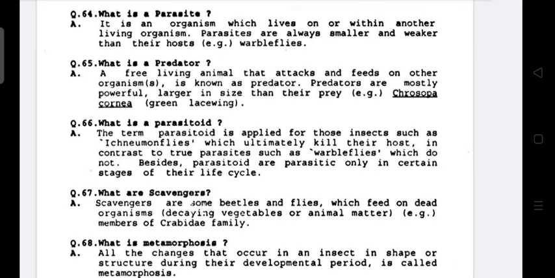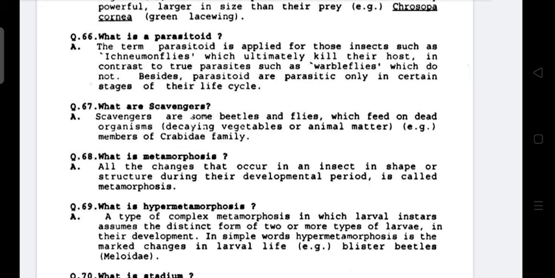What is a parasitoid? The term parasitoid is applied to those insects, such as ichneumon flies, which ultimately kill their host, in contrast to true parasites such as warble fly, which do not. So the main difference is parasitoids may kill their host. Besides, parasitoids are parasitic only in certain stages of their life. What are scavengers? Scavengers feed on decaying parts like vegetable or animal matter, anything they can eat. Scavengers are some beetles or flies which feed on dead organisms, members of the Carabidae family.